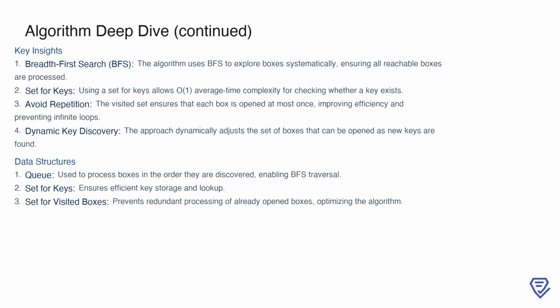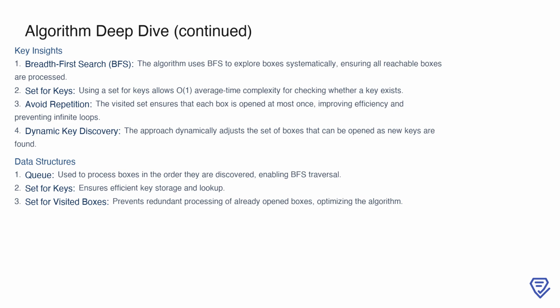There are several key insights that make this algorithm both effective and efficient. First, the use of breadth-first search, or BFS, allows us to systematically explore the boxes layer by layer, ensuring that all reachable boxes are processed. This systematic approach is critical for handling the dynamic nature of the problem. Second, the use of a set for keys ensures that checking whether we have a specific key is extremely efficient, operating in constant time on average.